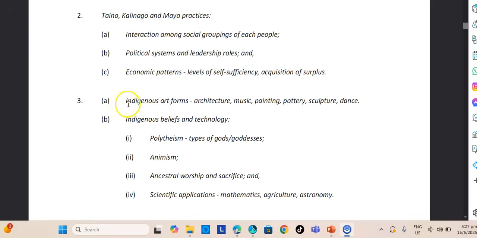So let's start by looking at indigenous art forms such as architecture. Now, indigenous architecture often reflected religious beliefs. For example, the Maya built pyramids and temples that were aligned with the celestial bodies, used for rituals and sacrifices to the gods. The Tainos built huts which were organized around central plazas used for religious ceremonies, reflecting social order and reverence for nature.